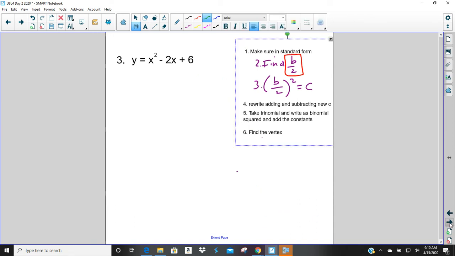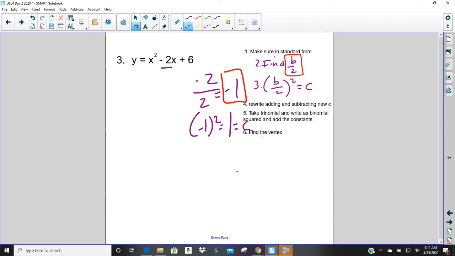This time I'm going to have a negative b term. Okay. So now we start moving a little bit quicker because we know the steps. Make sure it's in standard form. Yes, it is. So now I'm going to find my b term, which is -2. Don't forget the negative. I'm going to divide it by 2. I get -1. That's my clue. I'm going to box it. I'm now going to take my -1 and I'm going to square it. I get 1. That's my new c term. Don't forget, a negative number squared is always going to be positive.